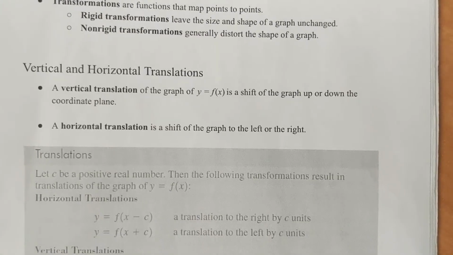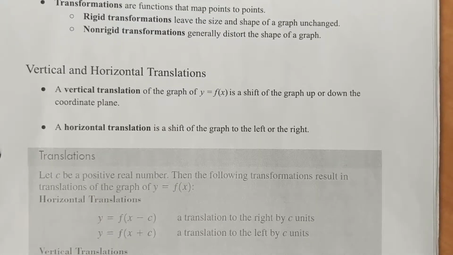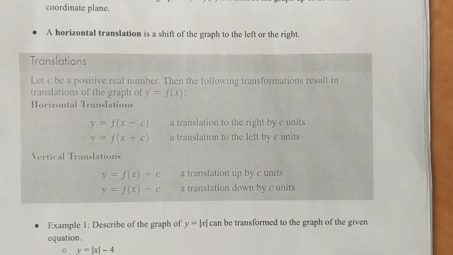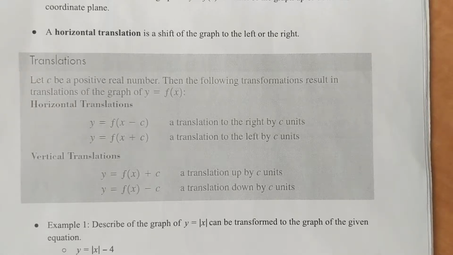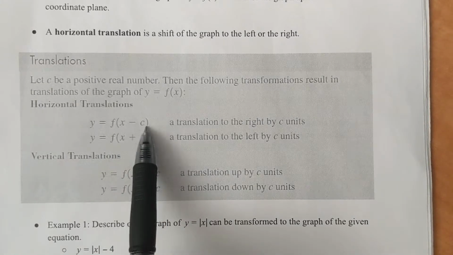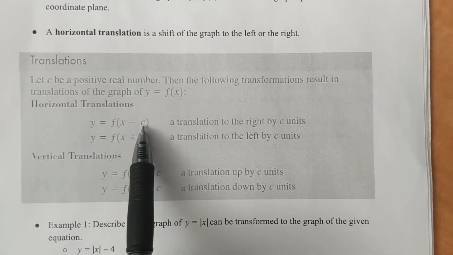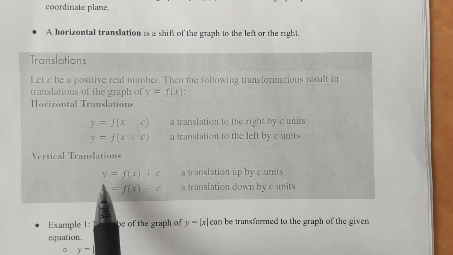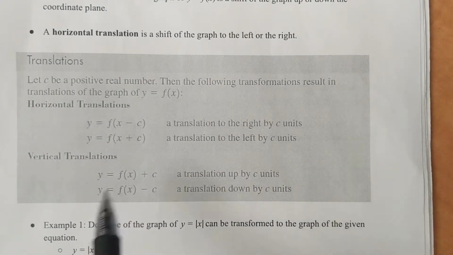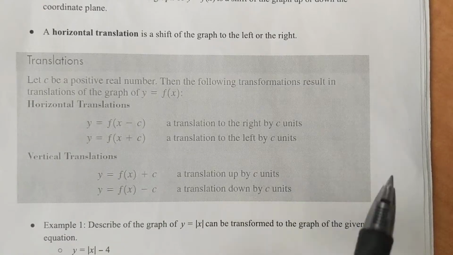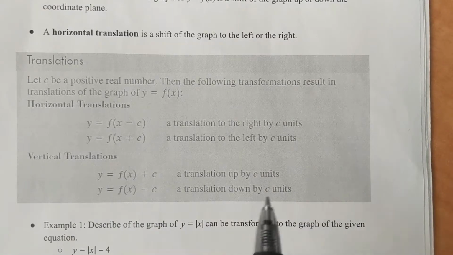Down here, the first two are vertical and horizontal translations. A vertical translation shifts the graph up or down. Horizontal translations shift the graph left or right. Down here we have the rules. Horizontal translations appear inside grouping symbols. Grouping symbols can be anything, like parentheses with powers outside. They can be absolute value bars, square root symbols, or cube root symbols. Anything that groups x and a number together.